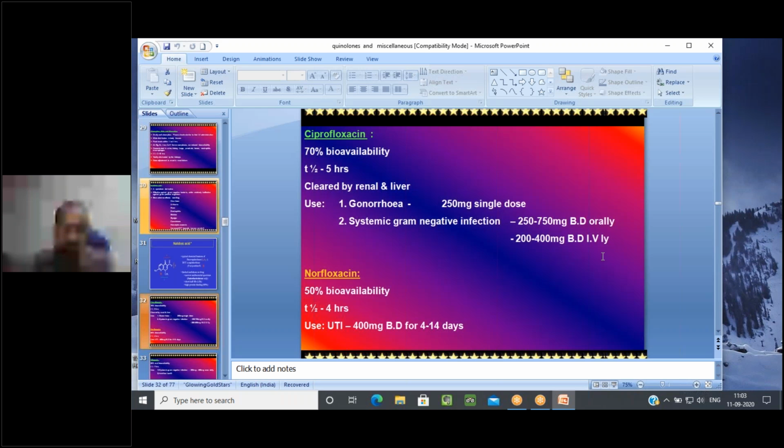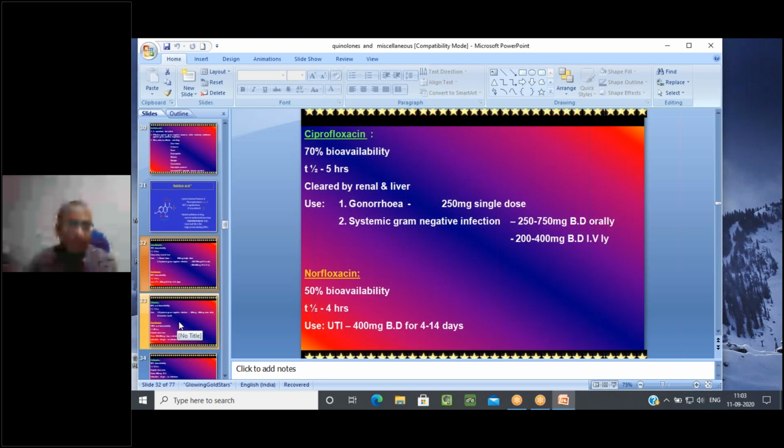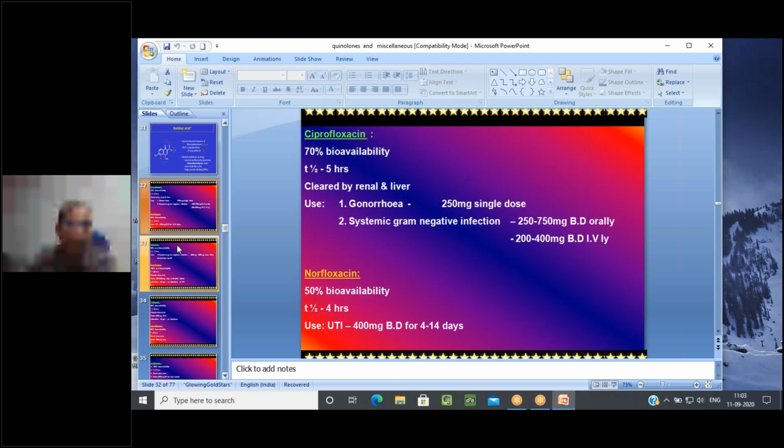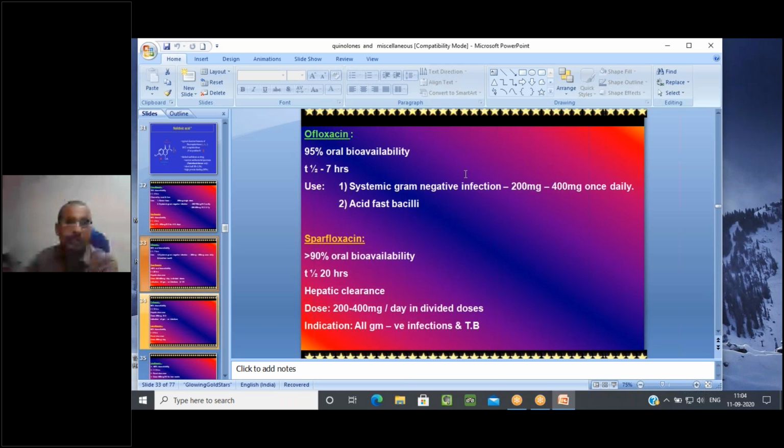In case of IV, it is 200 to 400 milligrams BD. Next, norfloxacin: bioavailability is 50% after oral administration, and half life is 4 hours. It is used 2 times per day. Norfloxacin is also available in fixed dose combinations with metronidazole.